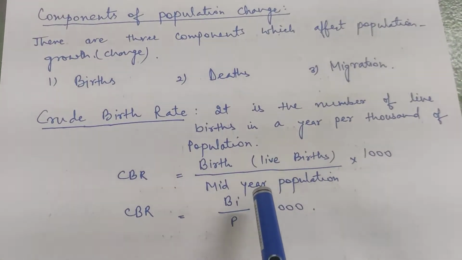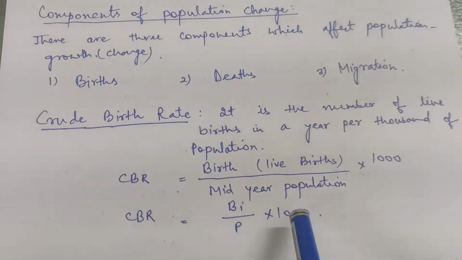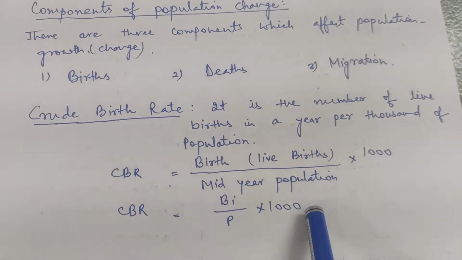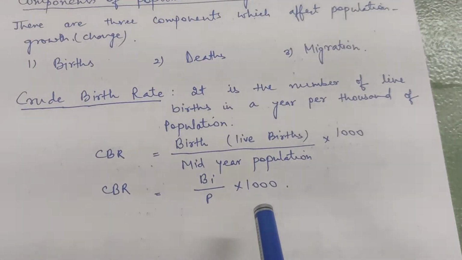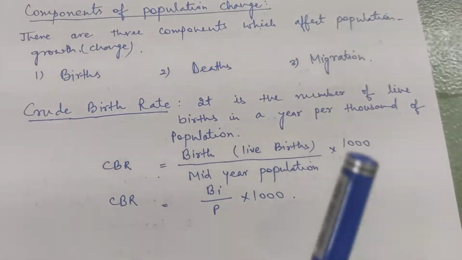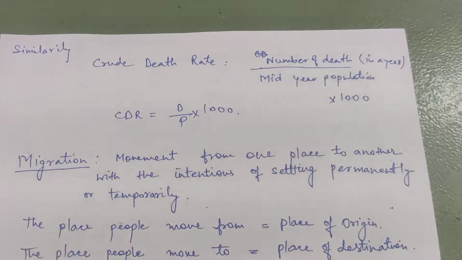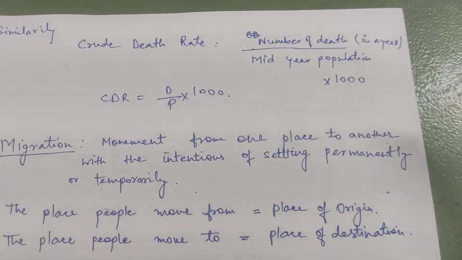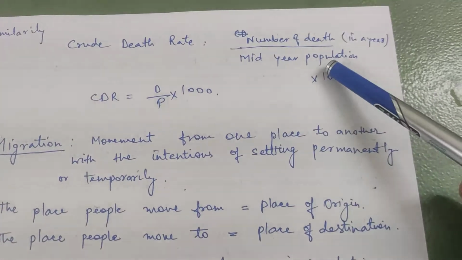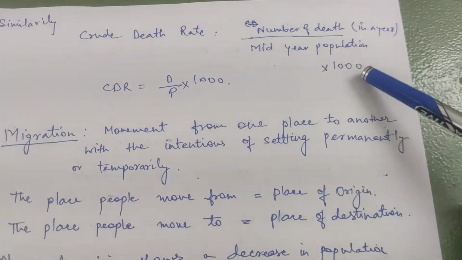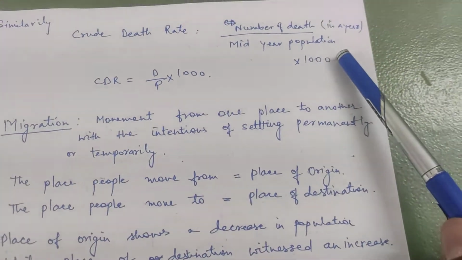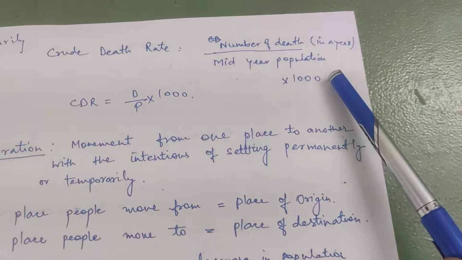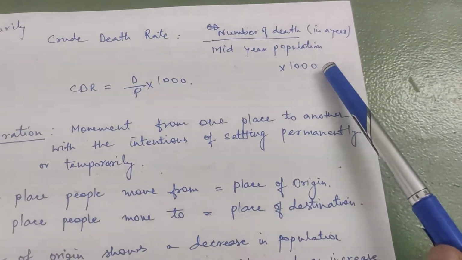CBR equals BI over P into 1000. This is taken as 1000 because the number is very small, so in 1000 it will be a round figure. If we take 100, it may come in decimal points. Similarly, crude death rate. It is the number of deaths divided by mid-year population into 1000. CDR equals D over P into 1000. Mid-year population is the population at the middle of the year, just like an average population of a year.